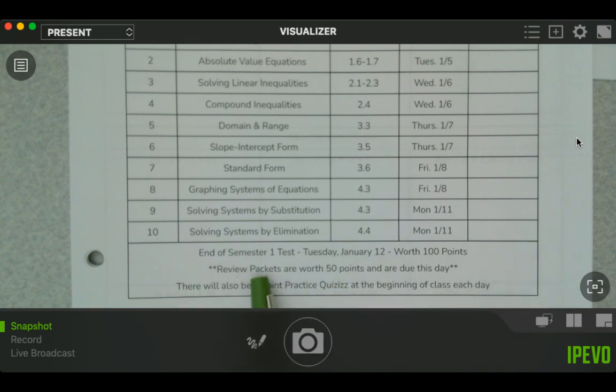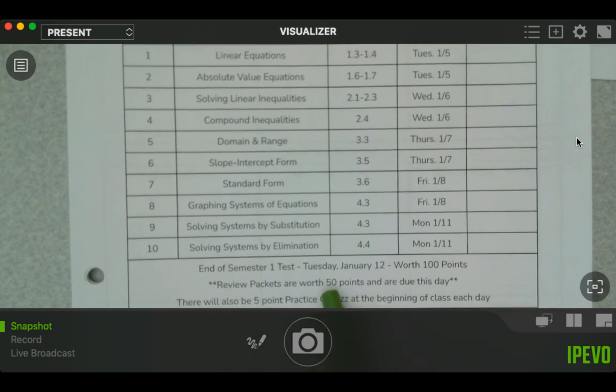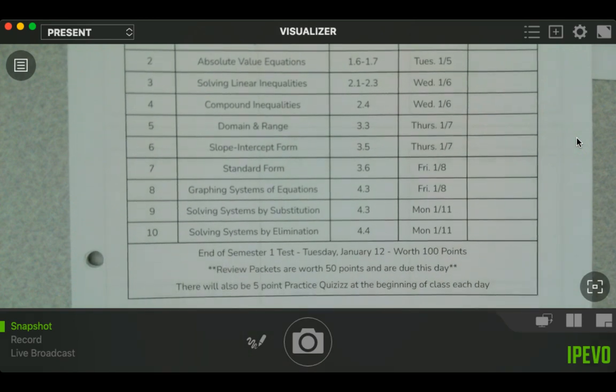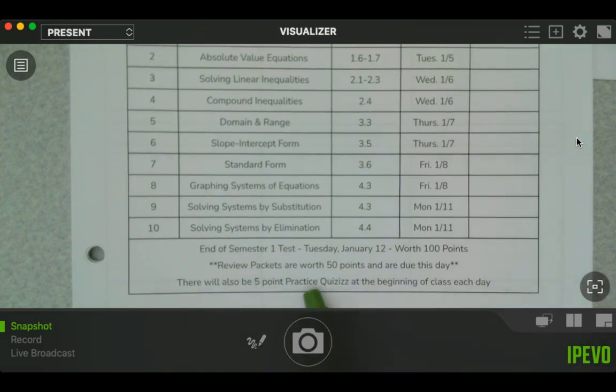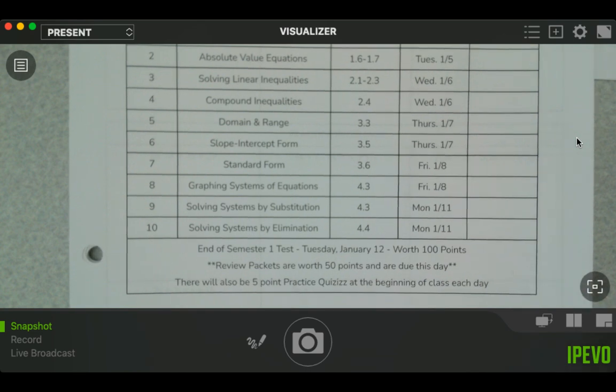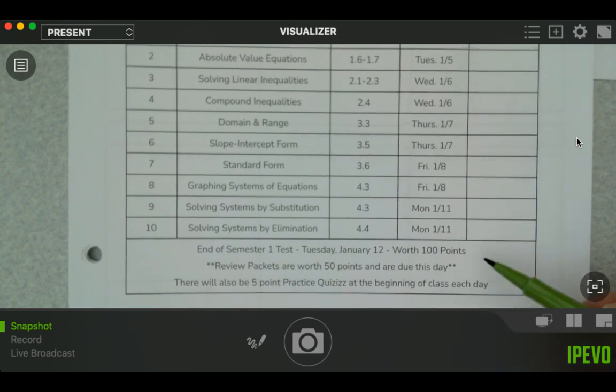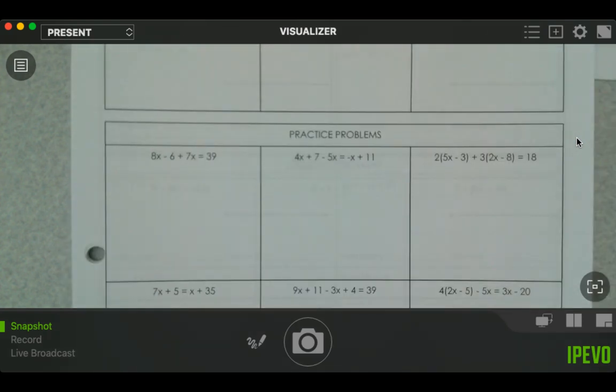Okay. Review packets are also going to be due this day, and they're worth 50 points. There's 10 topics. Each topic is worth 5 points. Okay. There's also going to be a 5-point practice quizzes at the beginning of class each day. Not the first day because it's the beginning of the day, but starting the next day. Okay? And those are the last things that will go into your semester one grade. And this is how we're going to finish off semester one.